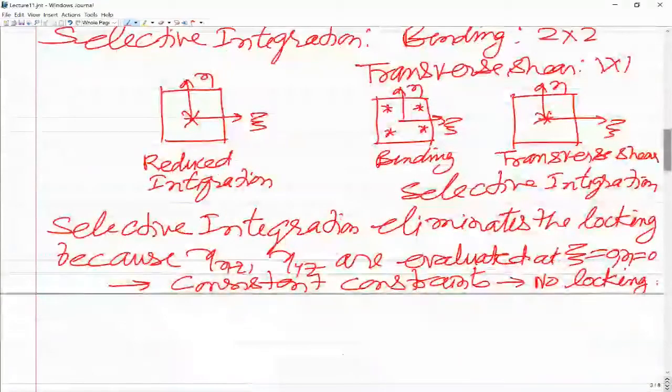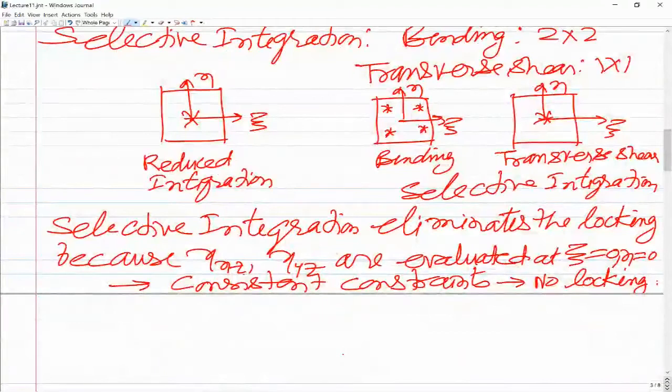Now, if we use 2 by 2 integration, and if the element is a rectangle in the physical coordinate space, then 2 by 2 integration will exactly evaluate that integral. So by using just one integration point, we are under integrating that. We are not taking the total contribution.